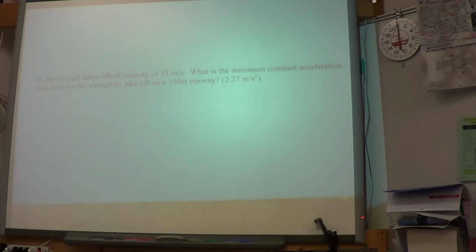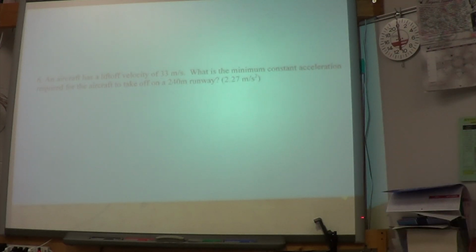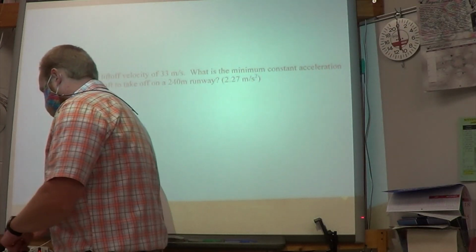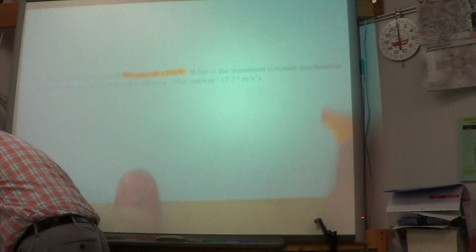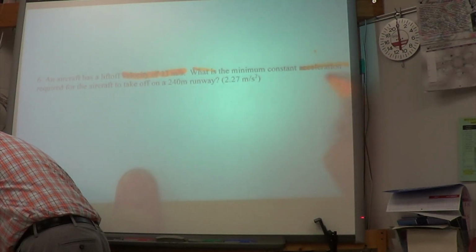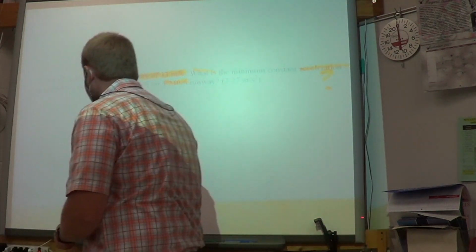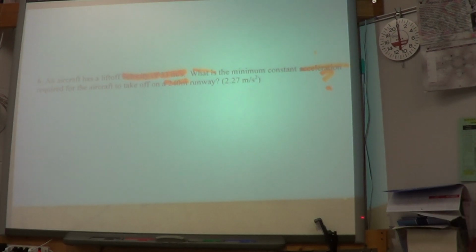So an aircraft has a liftoff velocity of 33 meters per second. What is the minimum constant acceleration required for an aircraft to take off in 240 meters? So it's an airplane going down a runway. It has a velocity of 33 meters per second. What is the acceleration? That's my question. And then 240 meters. Those are the numbers that are given, and that's the question being asked.